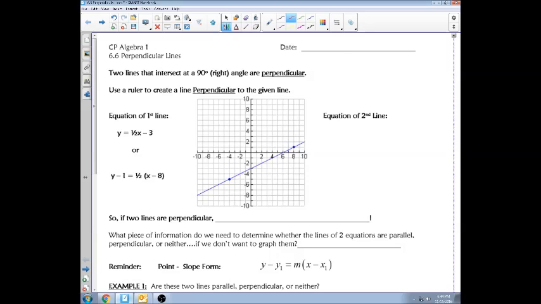This lesson is for my Algebra 1 class. It is 6.6, perpendicular lines. Two lines that intersect at a 90-degree right angle are perpendicular. Use a ruler to create a line that is perpendicular to the given line.